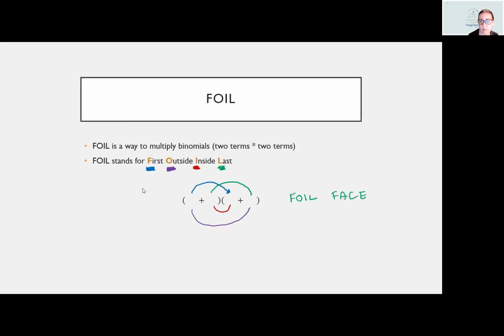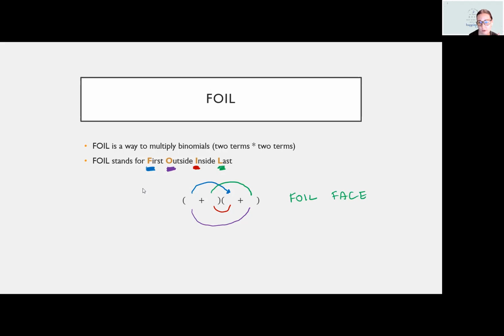So since we are going to be using FOIL, you need to know what that stands for. So FOIL is first, outside, inside, last. So I've got them color coded here. The first stands for the first term in each set of binomials. Then you multiply the outside terms, the 2 things on the outside. Then you multiply the 2 terms that are on the inside. And then you multiply the last term of each set of binomials.